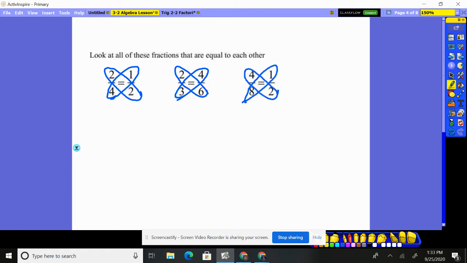Now, technically, the math term is this is called the means extremes property. It comes from Europe. But you guys probably call it, I think elementary school, they might call it the butterfly effect.